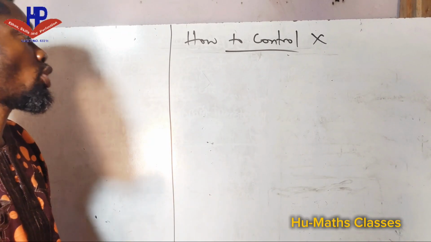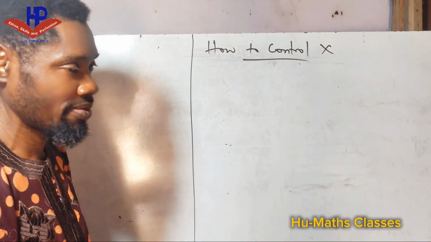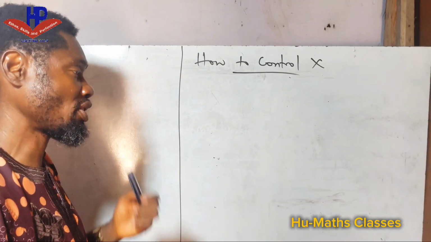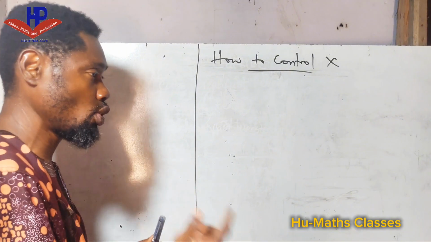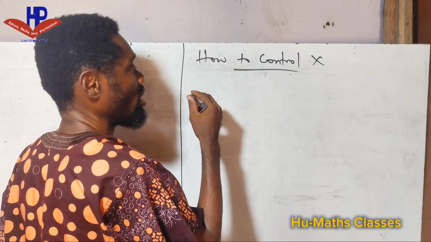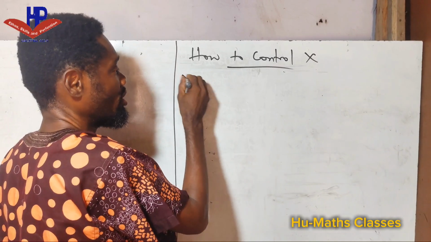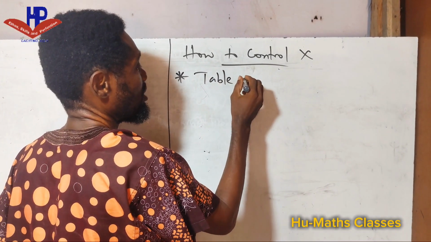Okay, so let's look at how to control the independent variable, which is x, today. I said previously that we are going to look at that today after dealing with the exclusive and inclusive inequality. So let's look at this. For example, I'll be using the table of values. So we need to deal with table of values today so that you understand that properly.